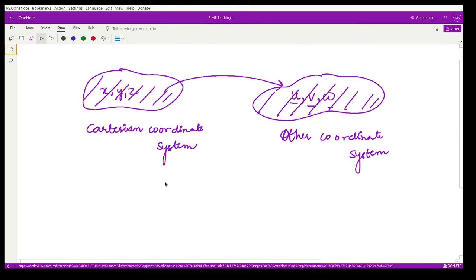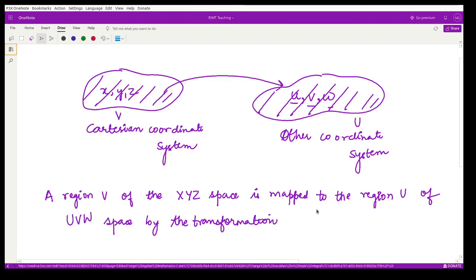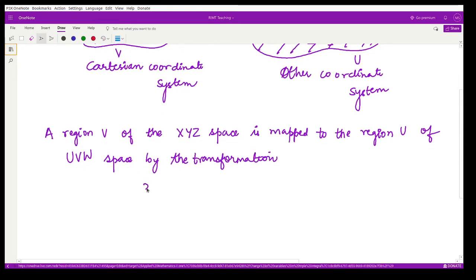So in words I can say, a region V of the XYZ space is mapped to a region U of the UVW space, and it is defined by the transformations. So you will apply some transformation so that one coordinate system is converted to another coordinate system. Suppose those transformations are given by x is some function of u, v, w, y is some other function of u, v, w, and z is some other function of u, v, w.